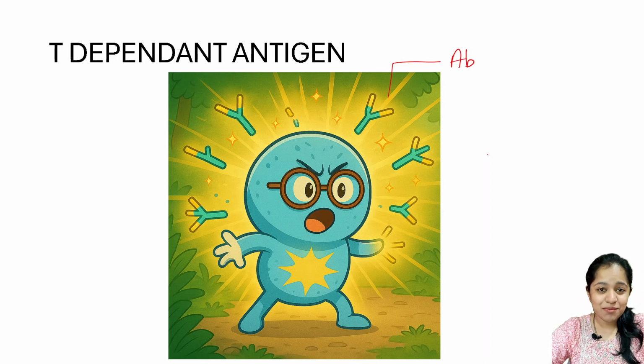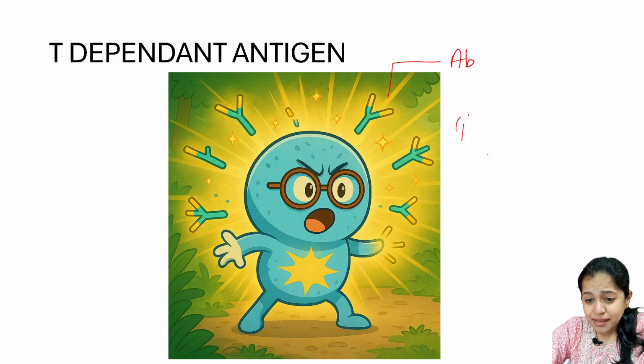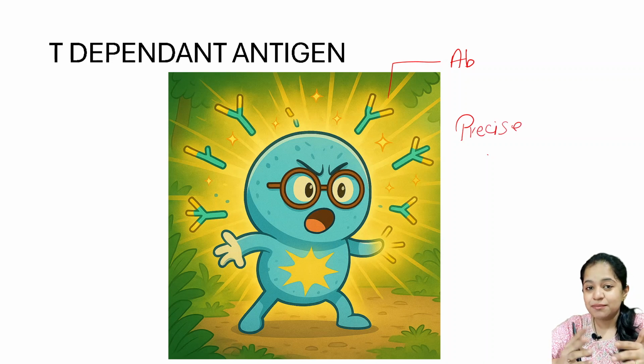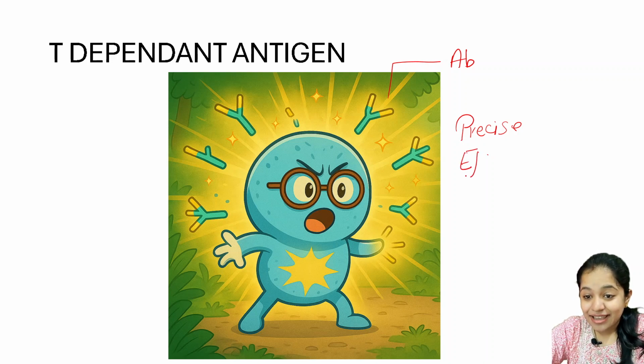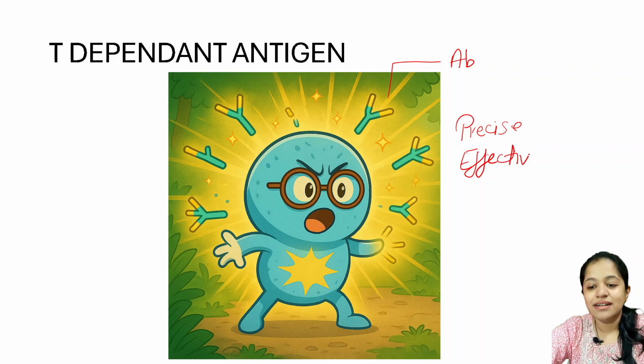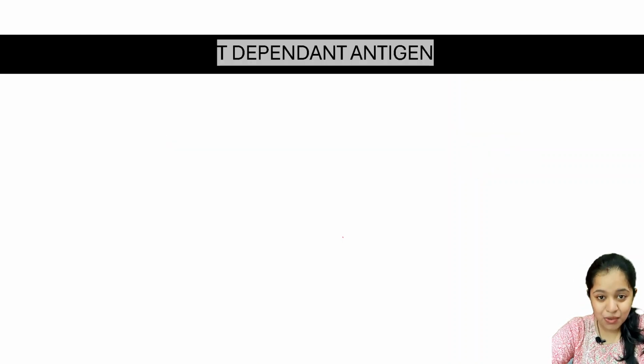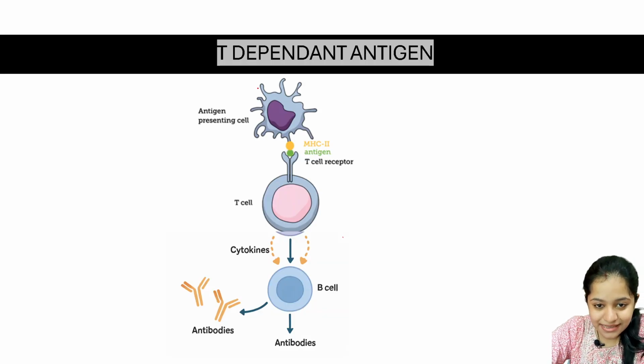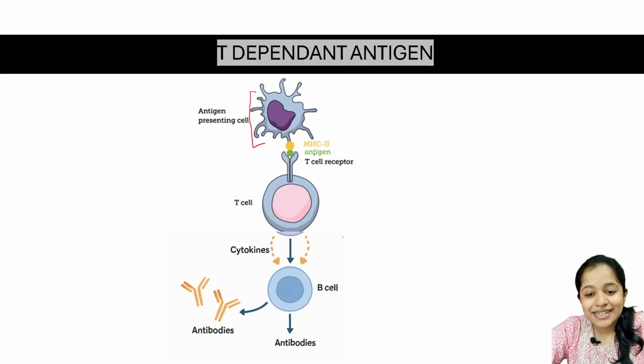Now you see these antibodies are like your sniper rifle. Okay. One clean shot, antibody dead. They are precise. This antibody production, because it's specific, it's being produced because of specific cytokine release. So it's precise and it's effective. Clear? Okay. So your T dependent antigen, this is your antigen presenting cell and this is the antigen. Your antigen presenting cell is presenting the antigen along with MHC2 major histocompatibility complex to whom?